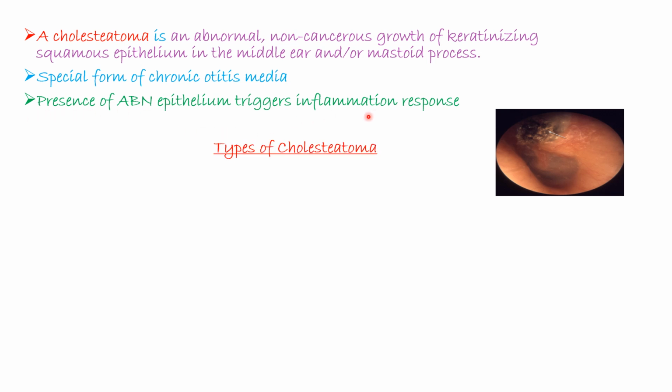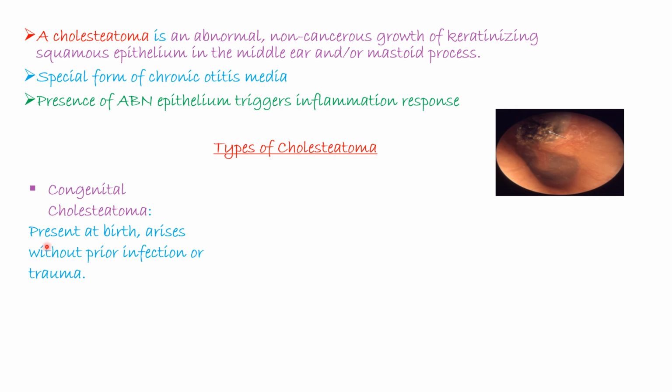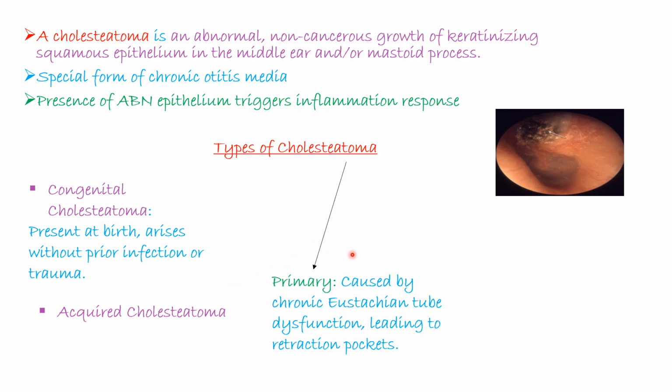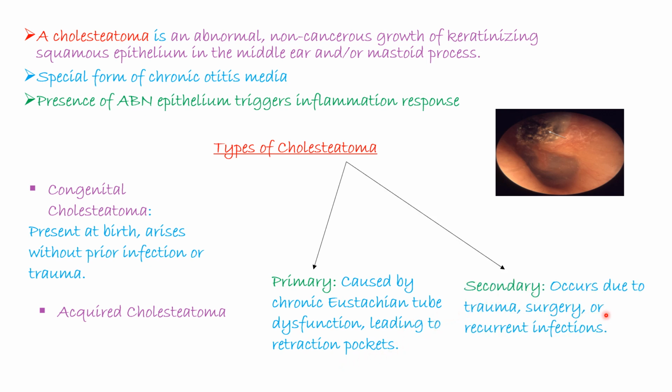The types of cholesteatoma are classified into congenital and acquired, and primary and secondary. Congenital cholesteatoma is present at birth and arises without prior infection or trauma, whereas acquired cholesteatoma can be a form of chronic otitis media, meaning you have had an infection previously or maybe trauma. In addition, we have another classification: primary and secondary. Primary is caused by chronic eustachian tube dysfunction leading to traction pockets, whereas secondary occurs due to trauma, surgery, and recurrent infection.